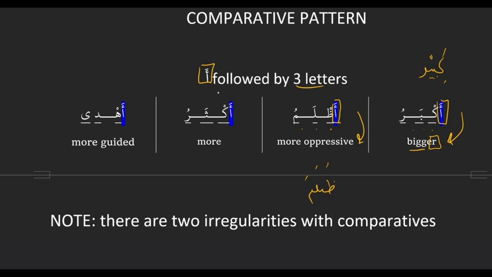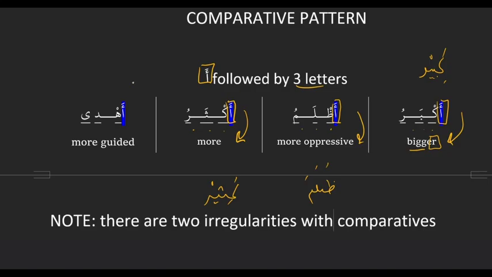Then we have akthar, which starts with a hamza with a fatha on it, followed by 3 letters, so it follows the comparative pattern. It translates as more. Just more, because the original word that we know is kathir, which means many. The way you make that a comparative is just more, as in quantity. Yeah, just comparing the quantity of 2 things.